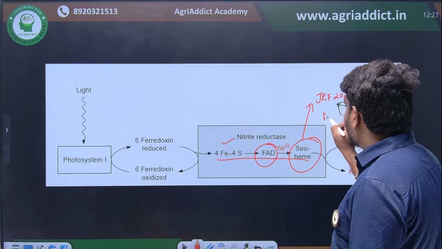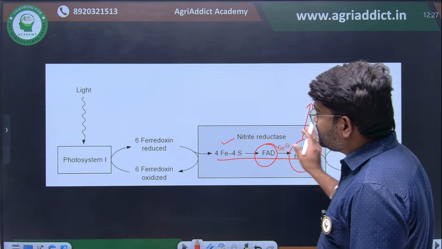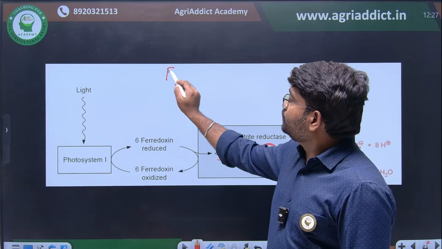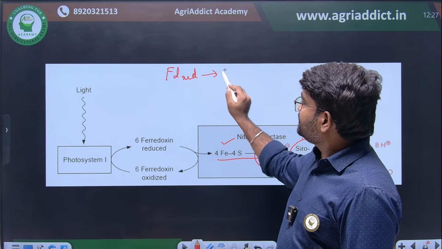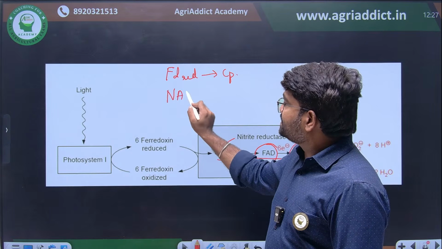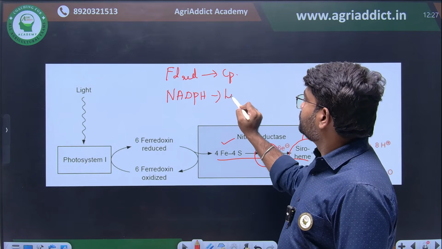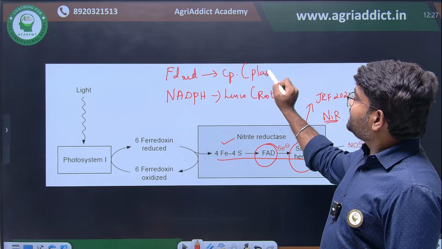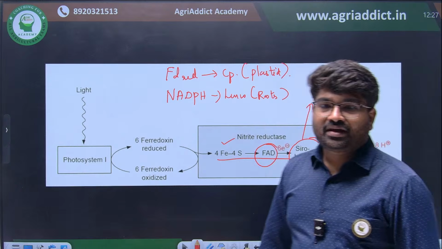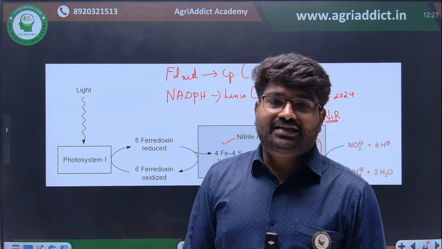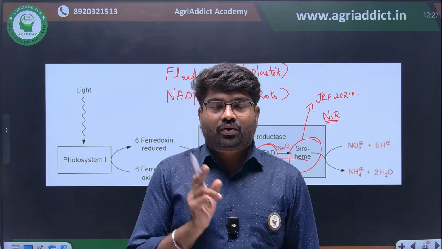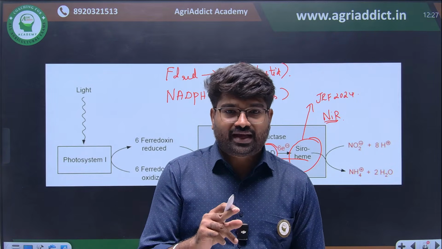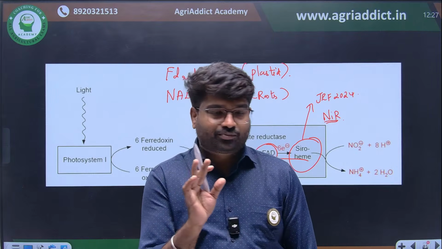The source of electron for NIR is reduced ferredoxin in chloroplast, and NADPH in leucoplast of root. Clear? These are the important questions. They will ask, you have to remember. What is the localization of the enzyme? What is the structure of the enzyme? What is the electron source of the enzyme? What is the substrate and what product is forming?